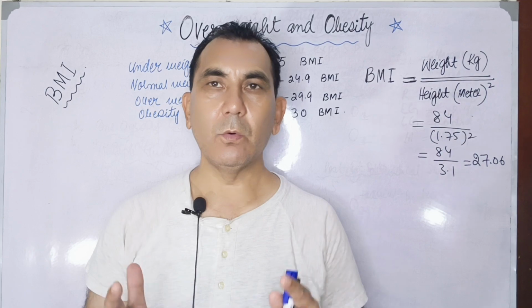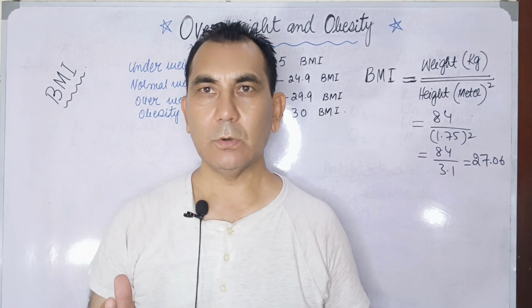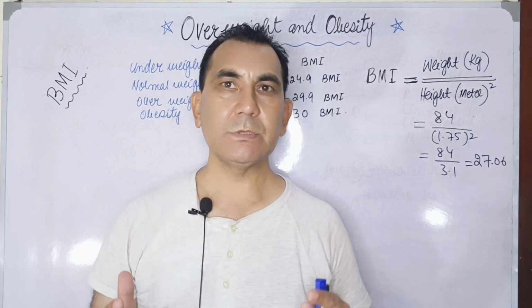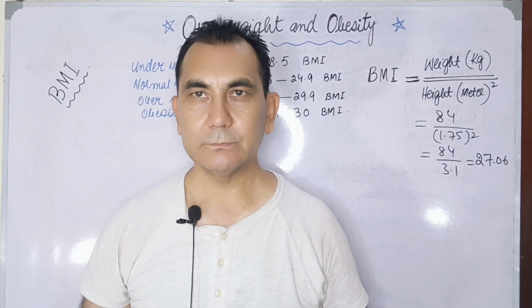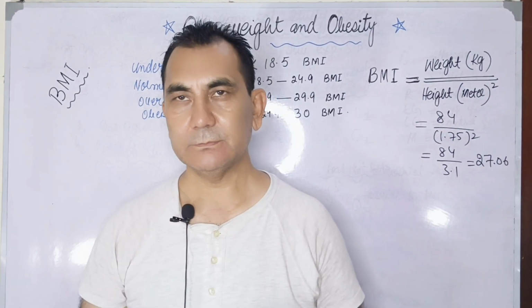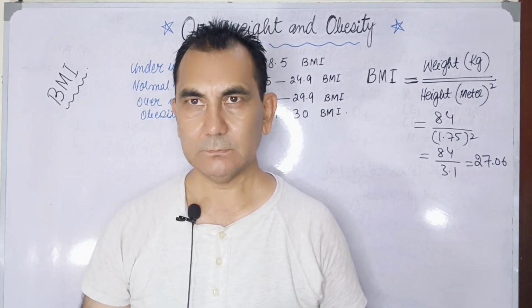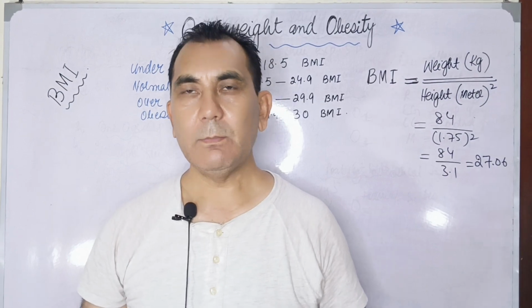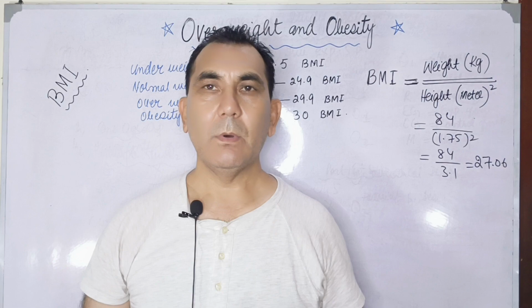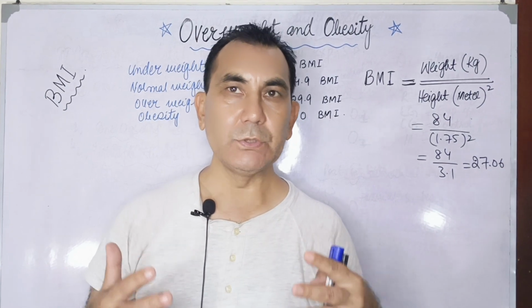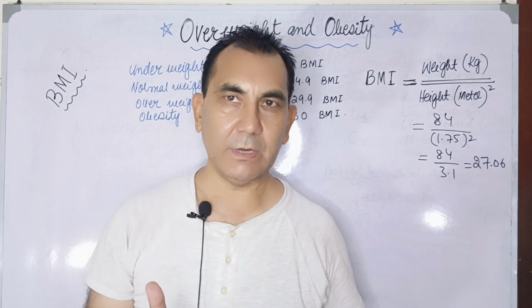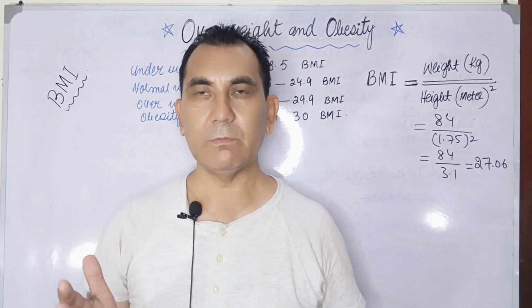To measure overweight, normal weight, overweight and obesity, the WHO uses a standard tool, and the name of this tool is body mass index, BMI. What is the BMI? The BMI is a standard measurement tool which measures whether an individual's body is underweight, normal weight, overweight or obese.